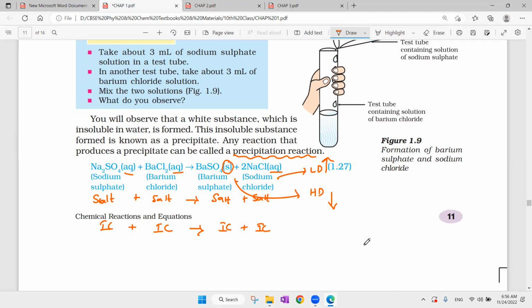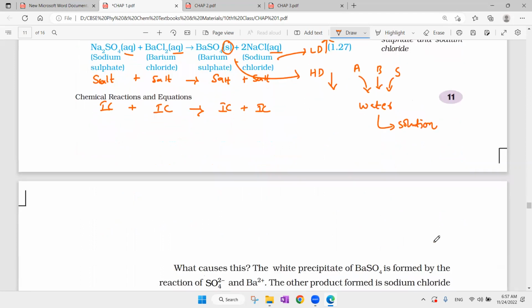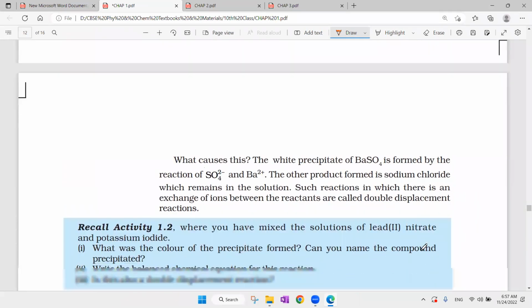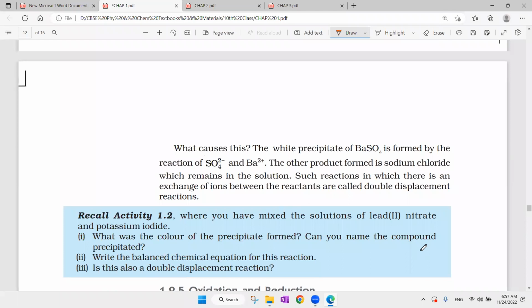In water, if you are adding either acid or base or salt, whatever it may be, it becomes one solution: acidic solution, basic solution, salt solution. Such types of solutions are known as aqueous solutions, meaning something should be present in water. Then ions will be displaced. So two types of displacements we can observe. That is why it is known as double displacement.